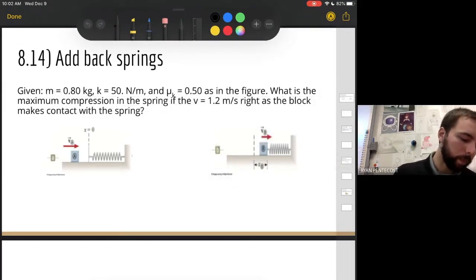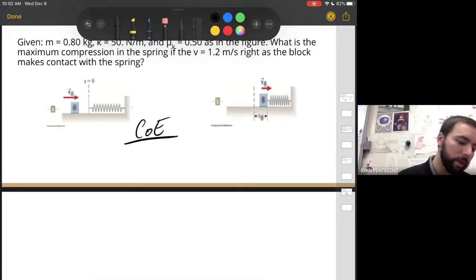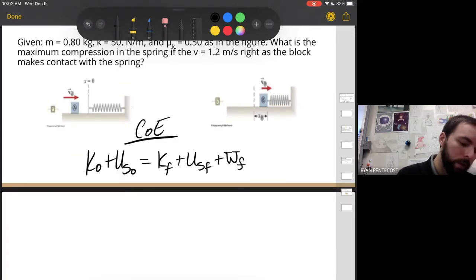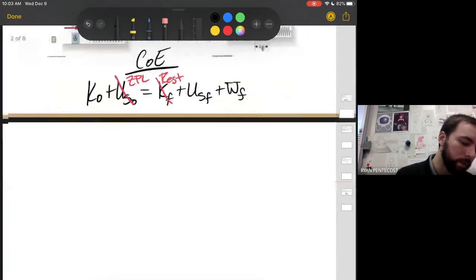Okay, so let's do a COE for this. There's no gravitational potential, right? It's not changing its height. So we've got kinetic, we've got spring potential, and that will equal the final kinetic, the final spring potential, and any work taken out due to friction. Well, if it comes to rest at maximum compression, the final kinetic goes out as rest. Here, our spring is at equilibrium. That's a zero potential. So let's break this down.